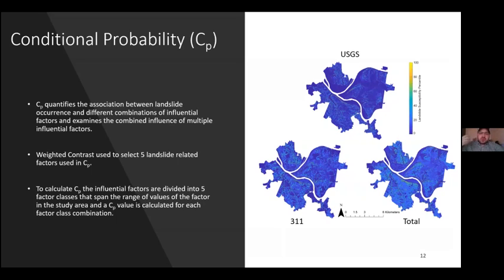We're using conditional probability through the MATLAB software, which associates our landslide occurrences, so those landslide inventories, between different combinations of our influential factors. Weighted contrast helps us get it down to the 5 primary factors used in conditional probability, just due to significance and adding a bunch of these different factors. And then to calculate these conditional probabilities, these influential factors are actually broken down into 5 factor classes that span the range of the values in the study area.